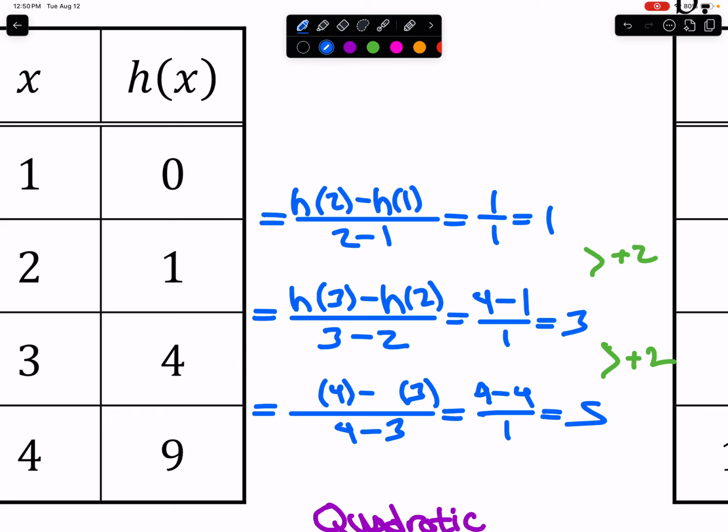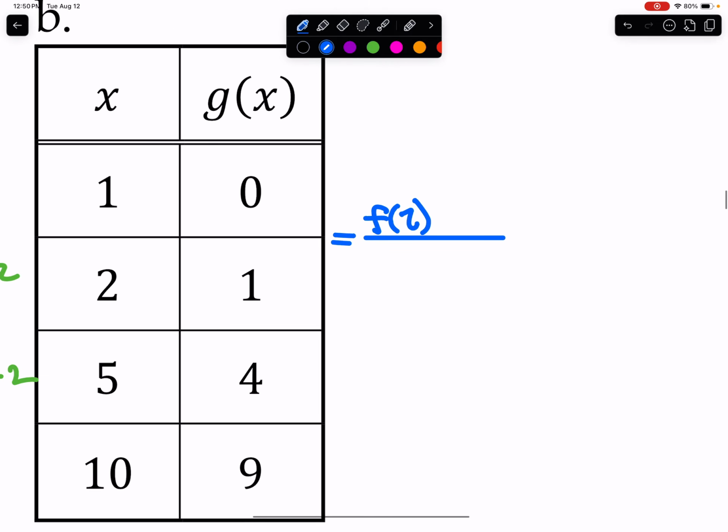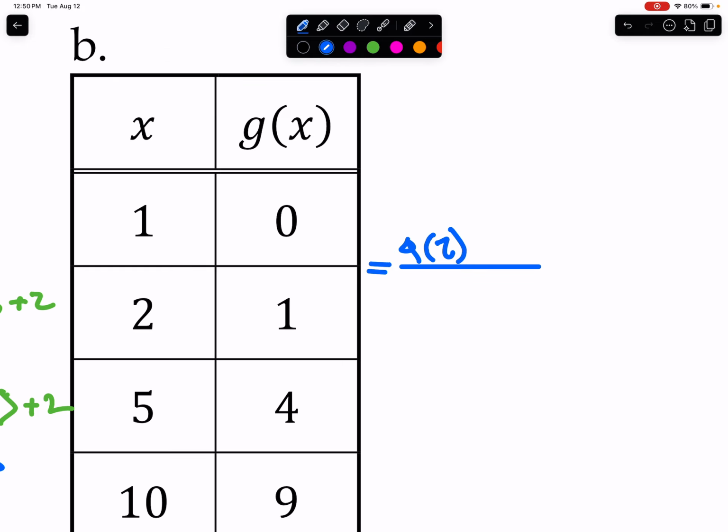AP Pre-Cal, the notation and how you write it is just as important as the actual answer itself. So bad notation will actually get you points off. So you got to double check, make sure you're using the correct notation, which I didn't, so that's my fault.